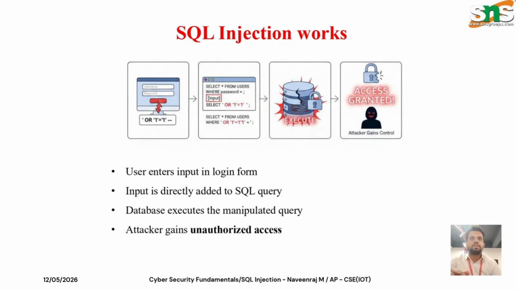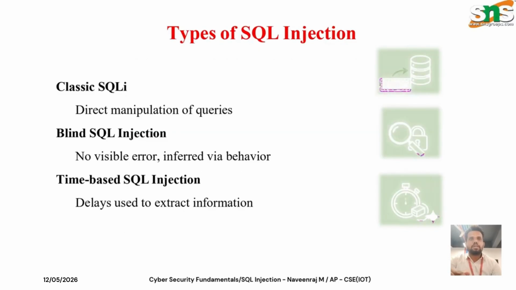Then an example: suppose the login query is SELECT * FROM users WHERE username = 'admin' AND password = '1234'. If the attacker changes the username to admin' OR 1=1 inside the single quotes, the query becomes SELECT * FROM users WHERE username = 'admin' OR 1=1. Since 1=1 is always true, the database returns all users. Login bypass, this is SQL injection.